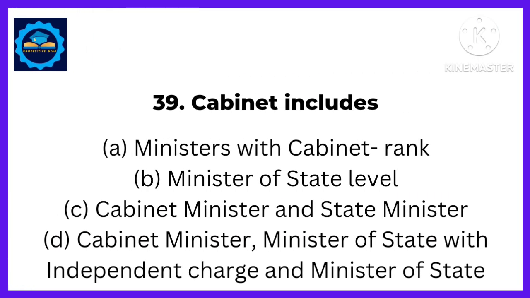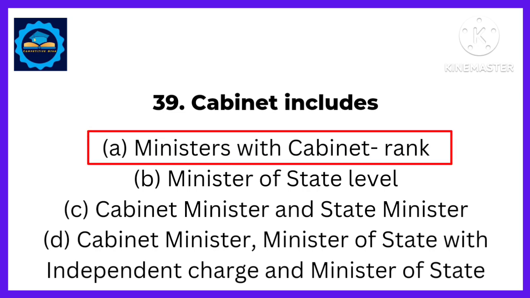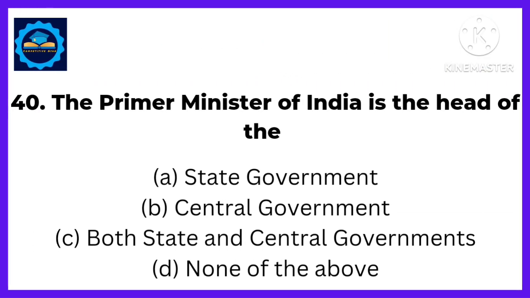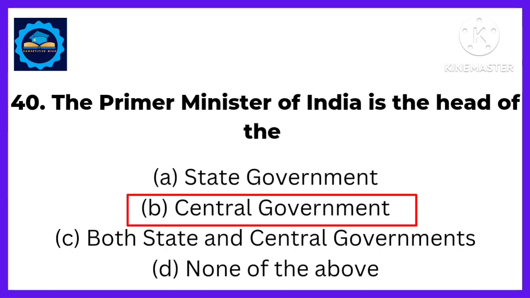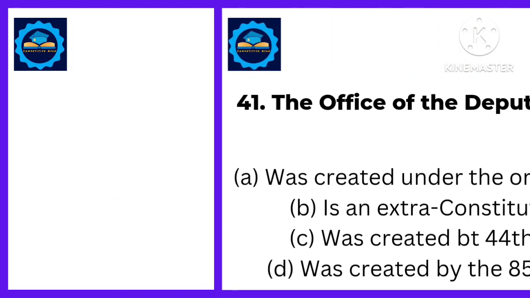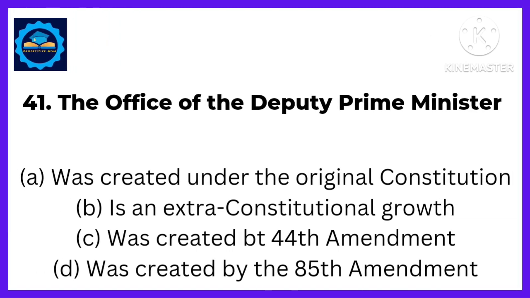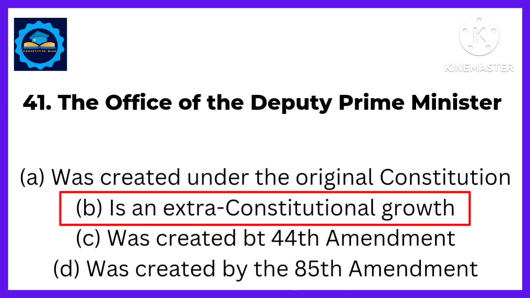Next, the Cabinet includes what? Answer. The Cabinet includes the ministers with cabinet rank. Next, the Prime Minister of India is the head of the? Answer. The Prime Minister of India is the head of the central government. Next, the office of the Deputy Prime Minister is? Answer. The office of the Deputy Prime Minister is an extra-constitutional growth.